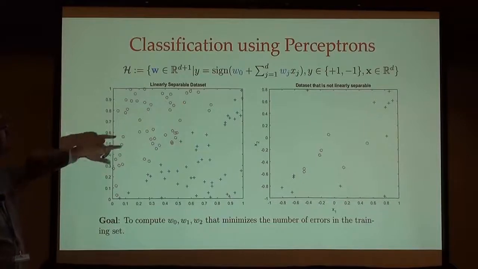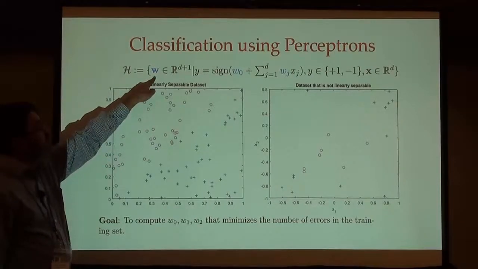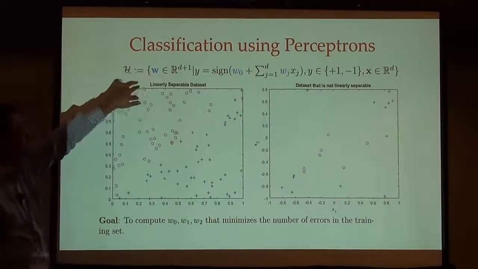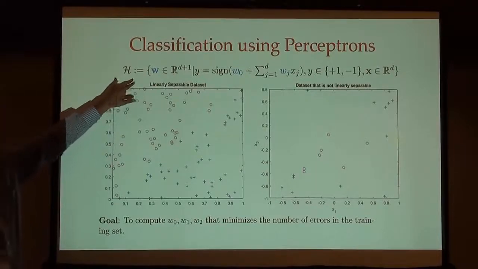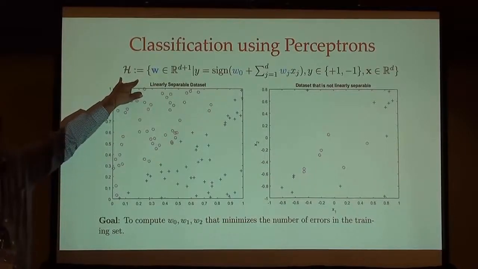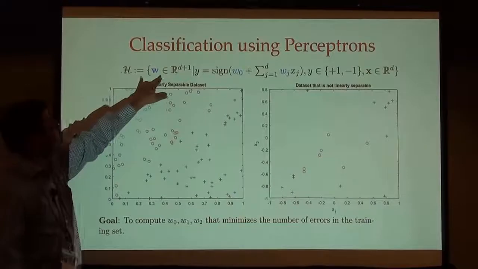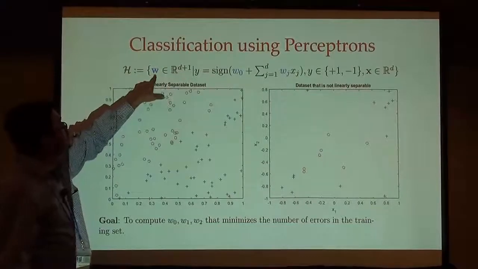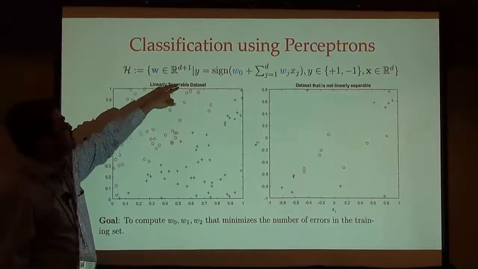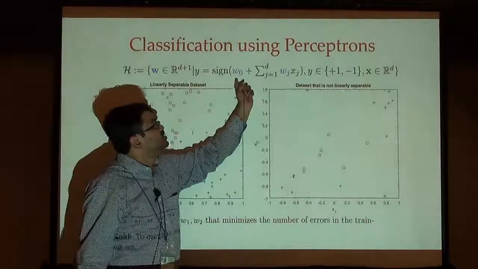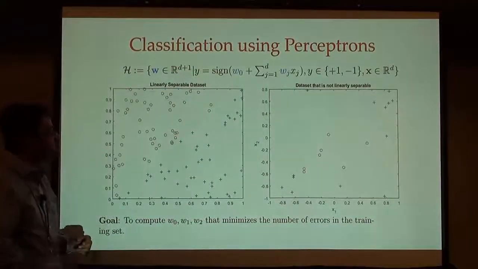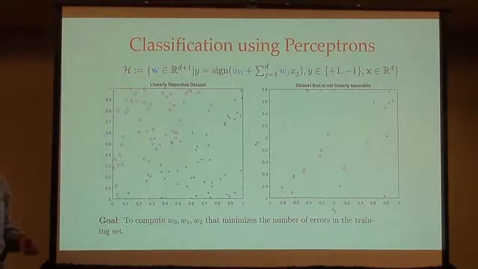So what is our hypothesis set now? Whenever I do any learning algorithm, I always write down the hypothesis set, because you should always realize that in a neural network, when you are changing the architecture of the network, you are changing your hypothesis set. That's what you are doing. Okay? So it is again the set of weights such that y equals sign of this linear combination.